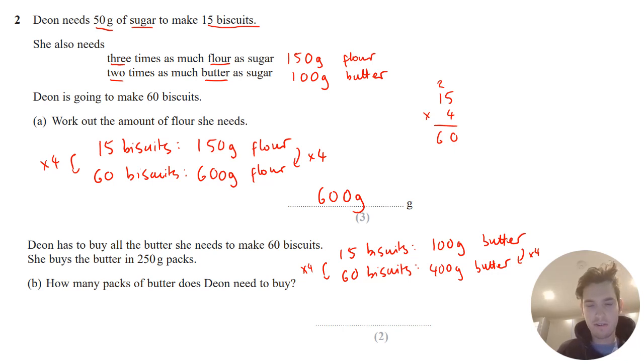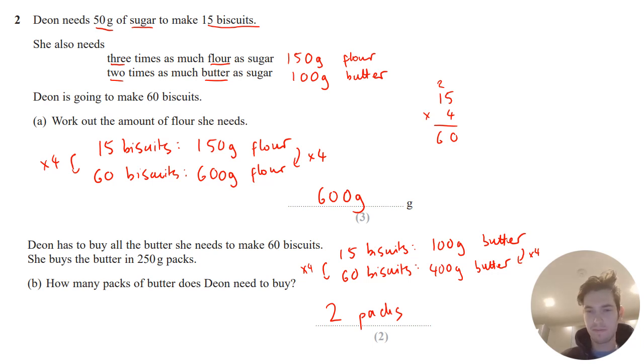So if I need 400 grams of butter and she buys the butter in 250 gram packs, well, I just need to use a bit of logic here. 1 pack's not going to be enough, but 2 packs is going to be enough because 250 times by 2 is 500. So I'm just going to write 2 packs on my answer line. Hopefully, again, that was nice and straightforward.